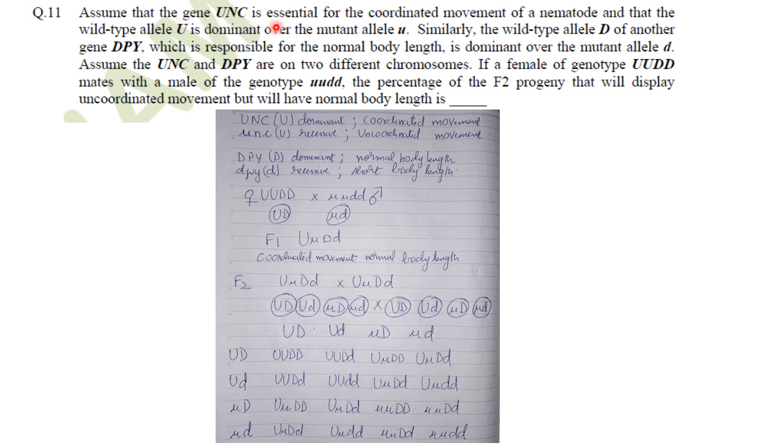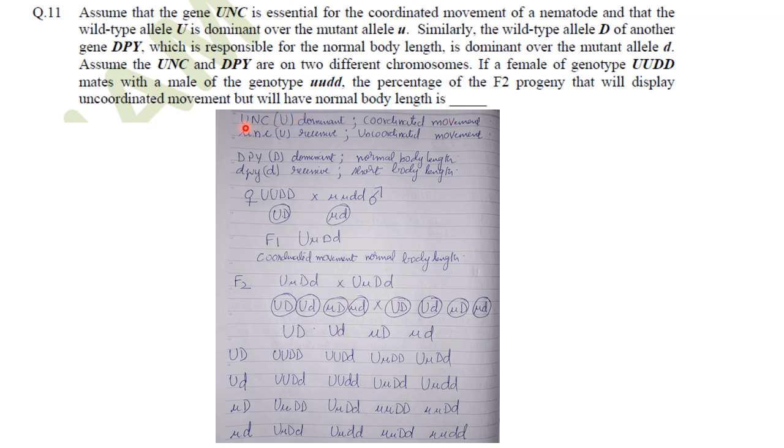Then next one. Assume that the gene UNC is essential for the coordinated movement of a nematode and that the wild type allele capital U is dominant over the mutant allele small u. Similarly, the wild type allele capital D of another gene DPY, which is responsible for the normal body length, is dominant over the mutant allele small d. Assume the UNC and DPY are on two different chromosomes. If a female of genotype capital U, capital U, capital D, capital D mates with a male of the genotype small u, small u, small d, small d, the percentage of the F2 progeny that will display uncoordinated movement but will have normal body length is?